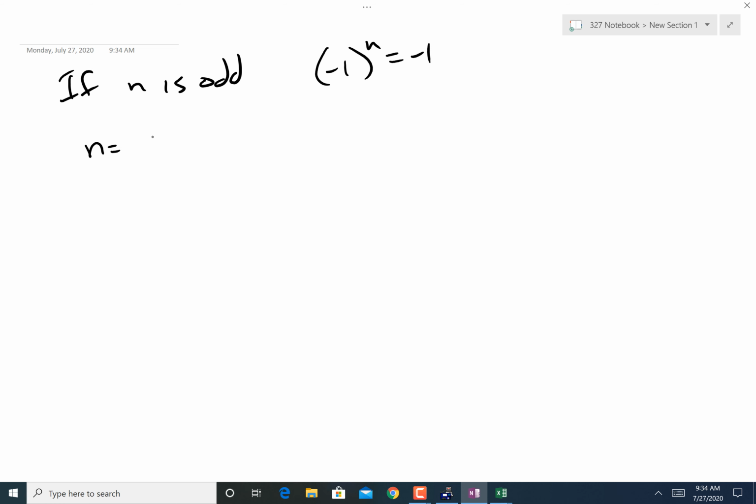Well, let's let n equal 2k plus 1. So that really then becomes -1 to the 2k plus 1. Well, wait now. Hold up. This can be written as -1 to the 2k times -1 to the 1st. Yes. Nice. And so, wait a minute now. What happens here? Okay. Well, this can be thought of instead of that as this.